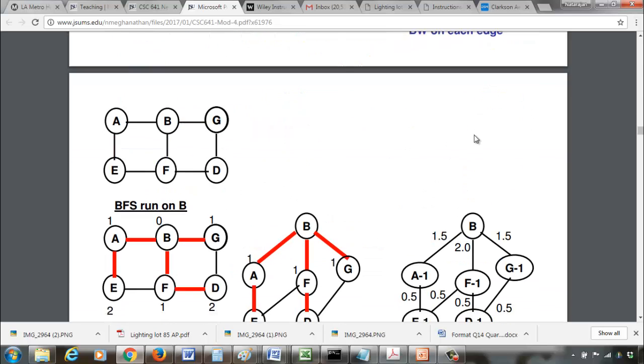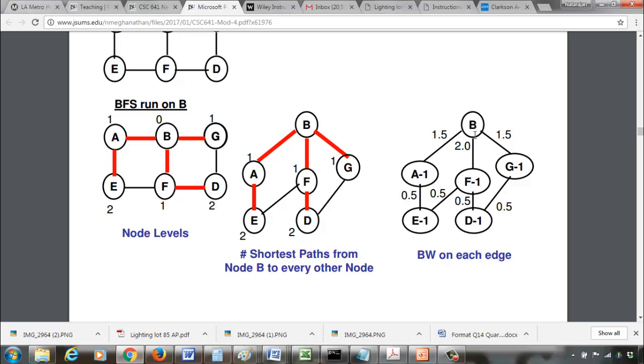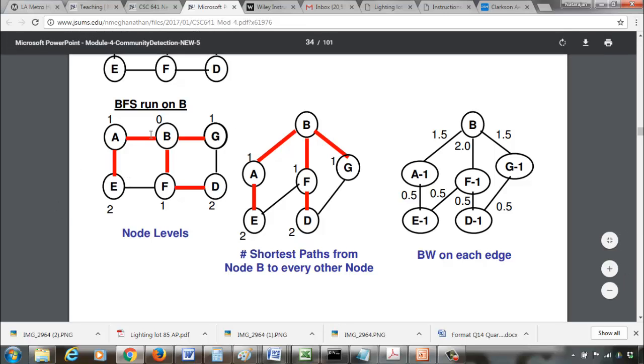So we repeat that on the BFS trees rooted at each of the vertices. This is a BFS tree rooted at B. It starts from B at level 0. A, F and G are the descendants at level 1. From A to E there's a tree edge, and E is at level 2, one more than the level of A. Similarly, D is at level 2, one more than the level of F, because F is alphabetically smaller than G.